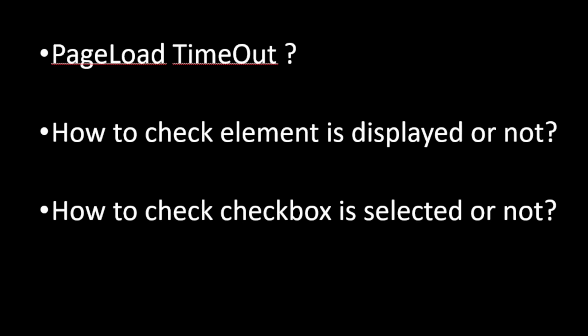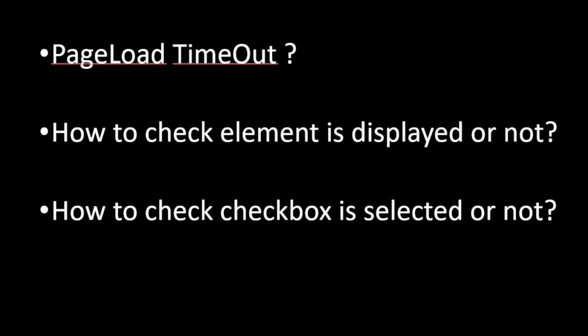Then how can we check whether a checkbox is selected or not? For example, I want to automate checkboxes, so I can directly perform a click operation on that particular checkbox. But this time I want to check whether that checkbox is already selected or not. For that we need to use a method called isSelected. With the help of the isSelected method, we can verify whether the checkbox is already checked or not.